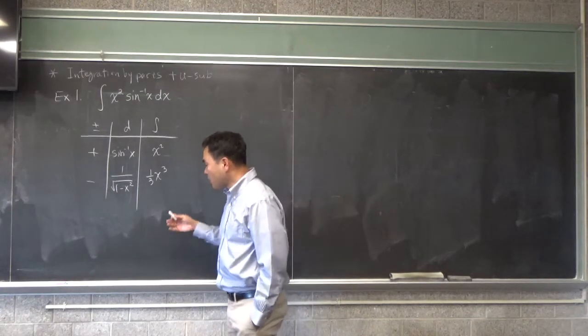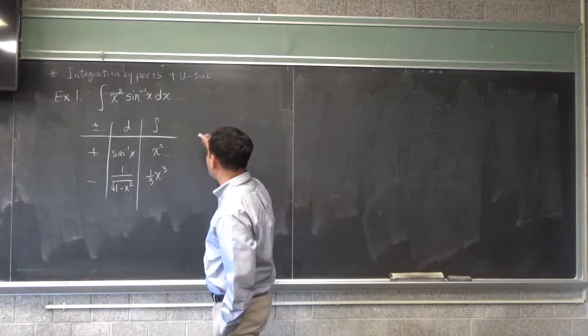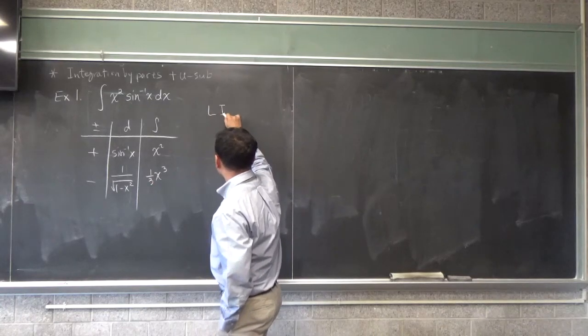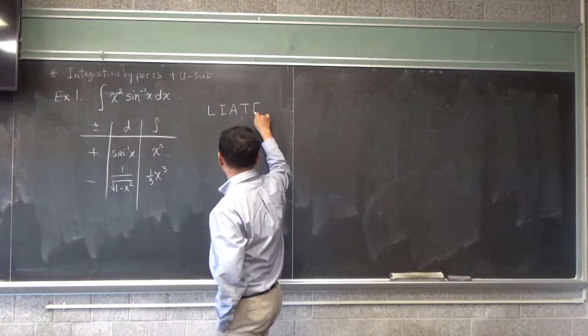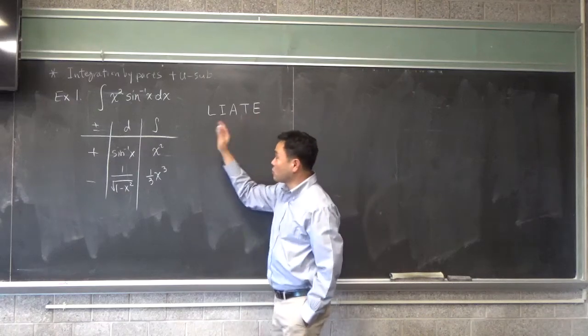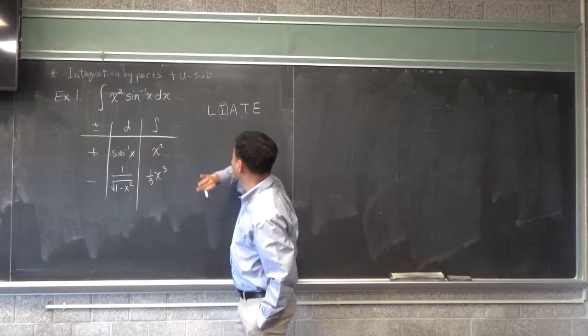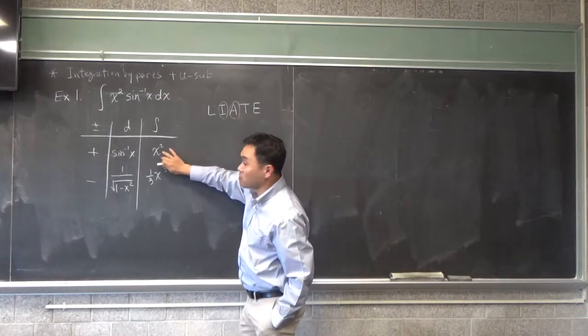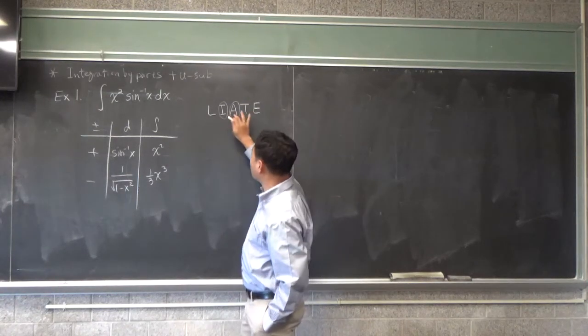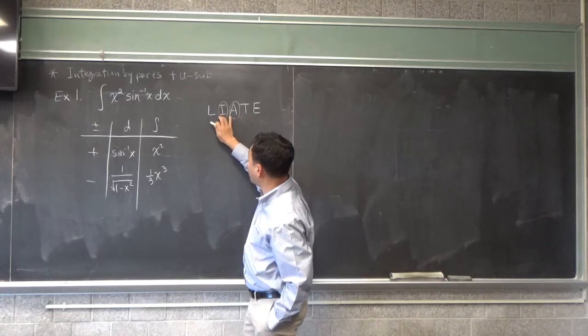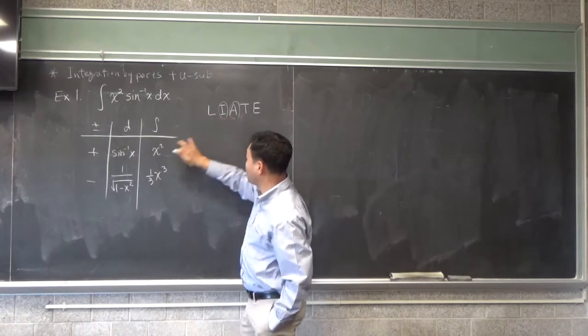So let me give you a very easy way to remember when to stop. It's like this. LIATE is the one that we use to see which one goes here and which one goes there, right? Here, inverse trig was this one. x squared is a polynomial. Polynomials are algebraic functions, so it's this one. So that's why I is on the left side, A is on the right side.